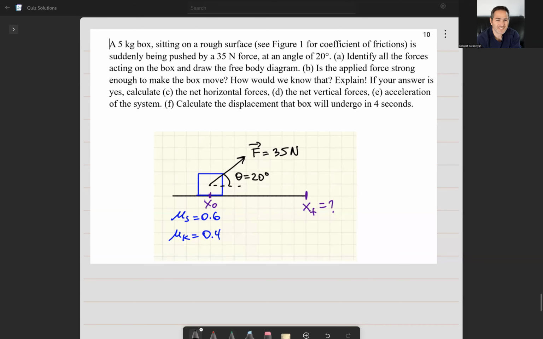All right, welcome back. Let's look at this example here. So we have a 5 kilogram box sitting on a rough surface. And we are given in the diagram the coefficients of static friction, 0.6, and kinetic friction, 0.4. So the box sitting on a rough surface is suddenly being pushed by a 35 Newton force at an angle of 20 degrees with respect to horizontal.